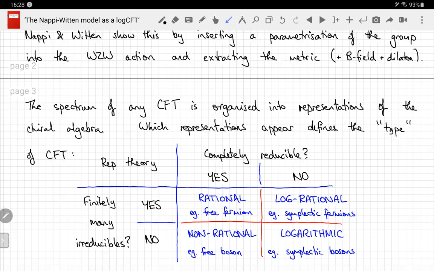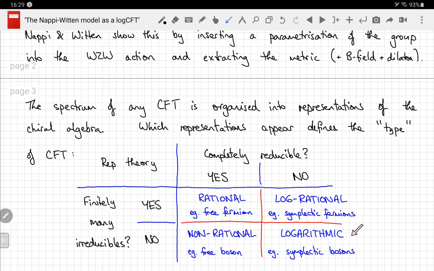On the other side of the coin, we can have finitely many irreducibles, but we may lose the complete reducibility. There might be representations which can't be written as direct sums of irreducibles. And then we would speak about reducible but indecomposable representations. And with finitely many irreducibles, some people call these log-rational conformal field theories. Symplectic fermions is our poster child here. If you haven't heard of those, don't worry, I'm not going to talk about them.